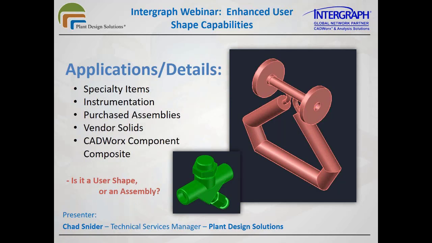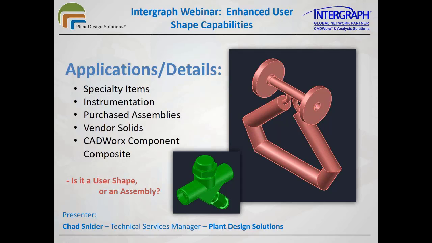Applications and details. So how are user shapes leveraged? When should we be using user shapes? We use user shapes for everything from specialty items like steam traps, flow meters, things of that nature.